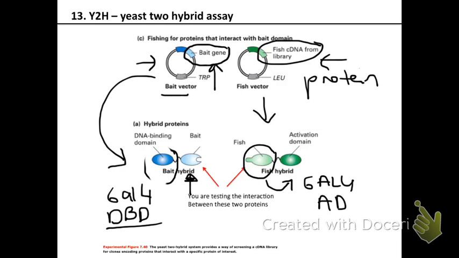So basically, you're going to build two plasmids that, if you transform them into the same cell, you're going to have proteins that look like this, which is your bait protein fused to the DNA binding domain, and this, which is your test protein that's fused to the activation domain.